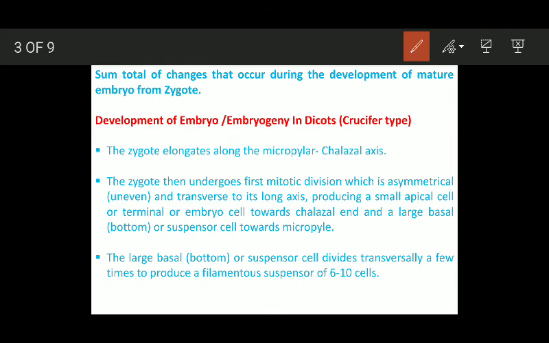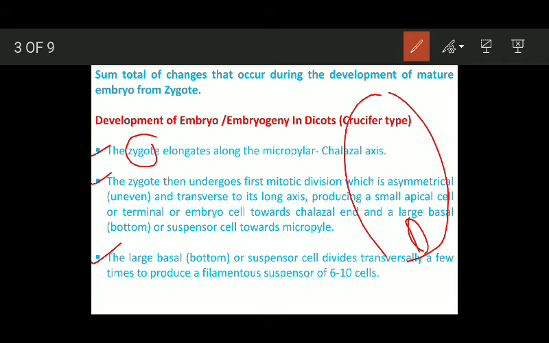Now embryogeny or development of embryo in dicots takes place in a number of steps. You have to remember all those steps. The first one is you are having a zygote. This is the embryo sac. Here you have zygote. This zygote elongates along the micropylar chalazal axis. This is the micropylar end and this is the chalazal end. The zygote elongates.